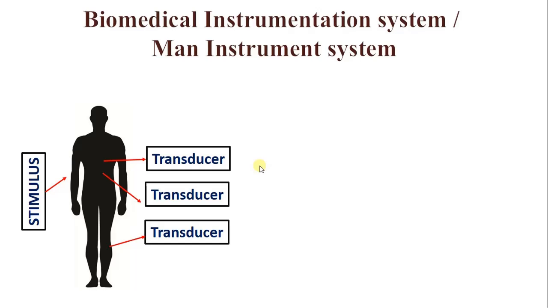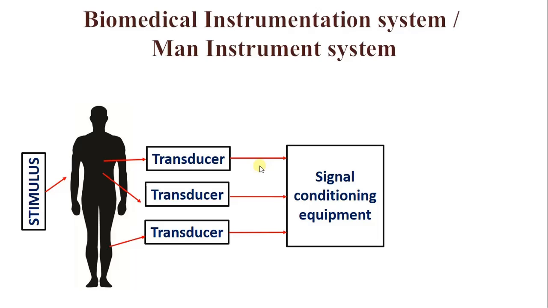This is a device which is capable of converting one form of energy or signal to another. These transducers may measure temperature, pressure, flow, or any other variables that can be found in the body, but its output is always an electrical signal. Two or more transducers can be used simultaneously to obtain the relative variations between the phenomena occurring in the body. The next comes your signal conditioning equipment.